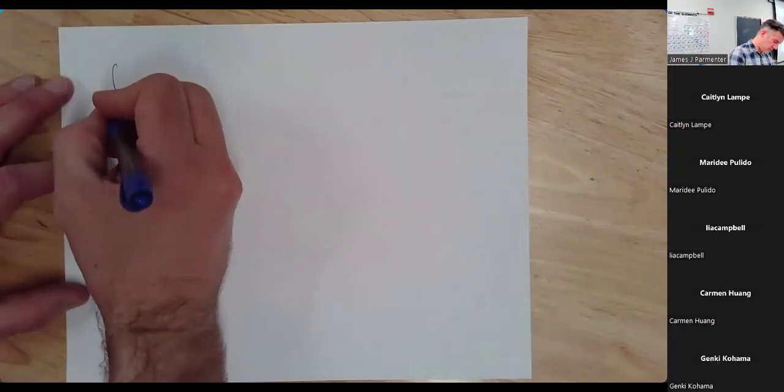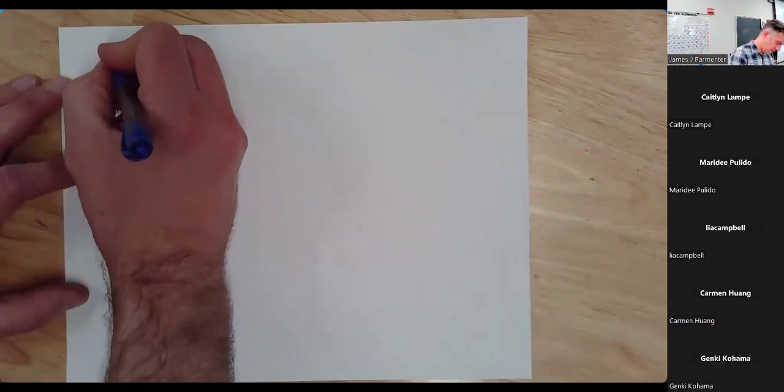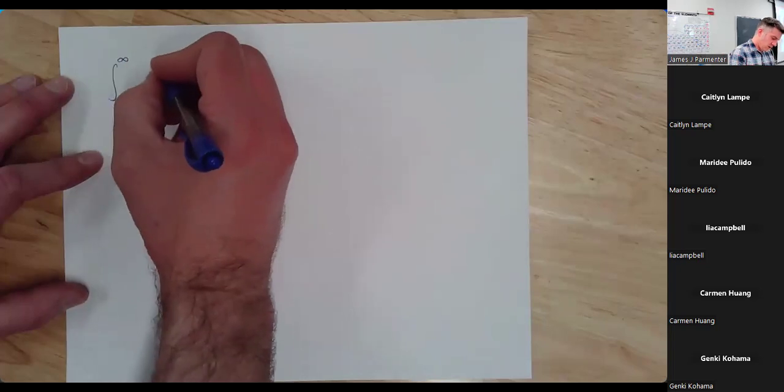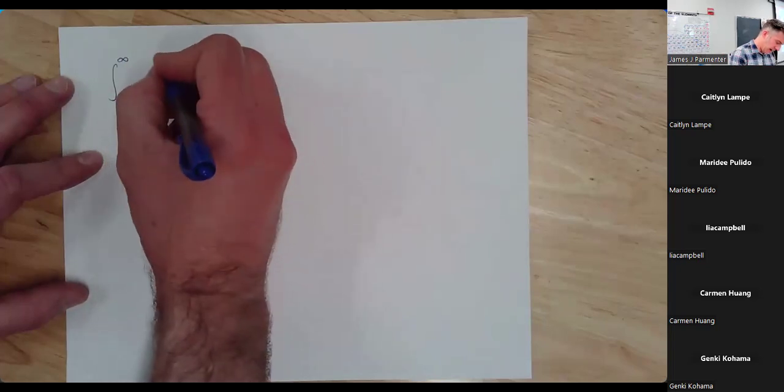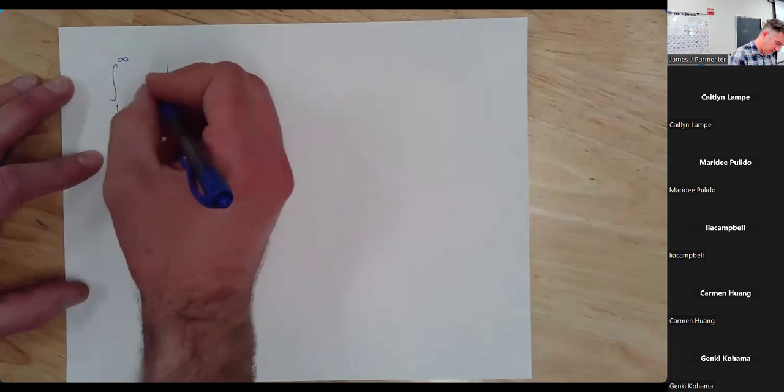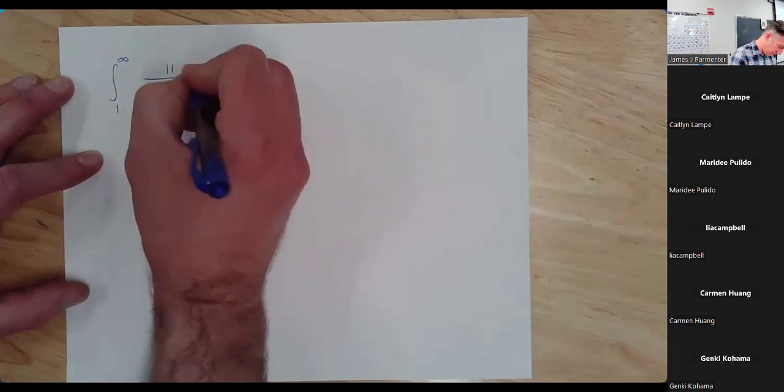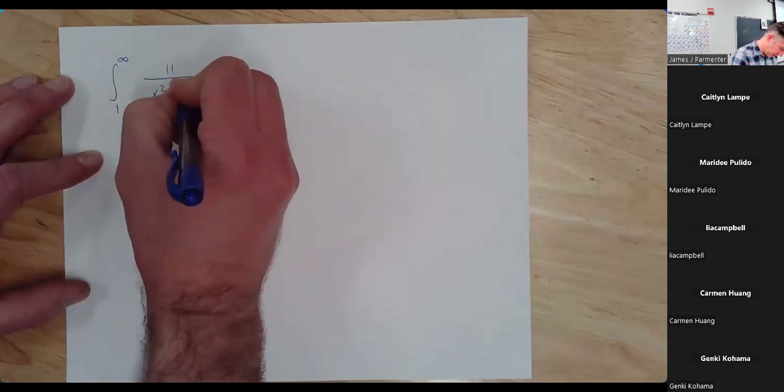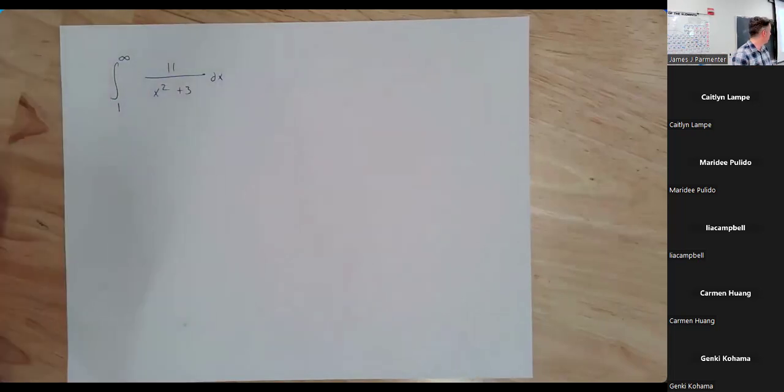We're gonna make it from 1 to infinity of... not 5, I've already drawn that line there. Let's make it 11 over x squared plus 3. Yeah, that's awful. Cool.